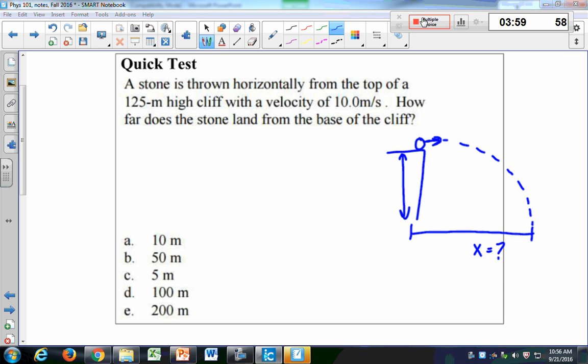So the point of that is that how long it takes for it to fall is going to be the time that it's in the air.